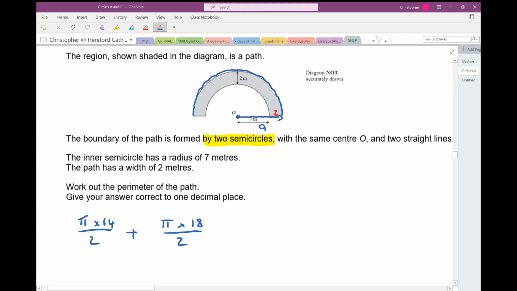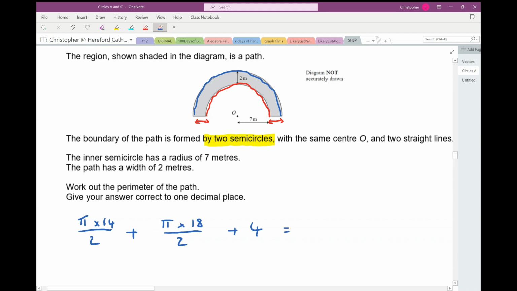So far, down here, I've written the length of the blue semicircle, and I've added the length of the red semicircle. Is that the perimeter of the whole path? No, because I haven't yet counted this length or this length. Each of those lengths is 2, so I'll need to add 4 onto my perimeter here. So now that's an expression for the perimeter of the whole path.